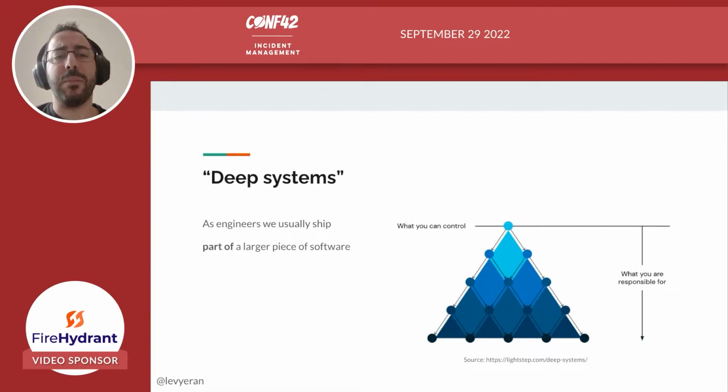I really like what Ben is sharing in his slides. I would like to share it with you. He's calling them deep systems. Images are better than words, and this pyramid in the slide explains it all.